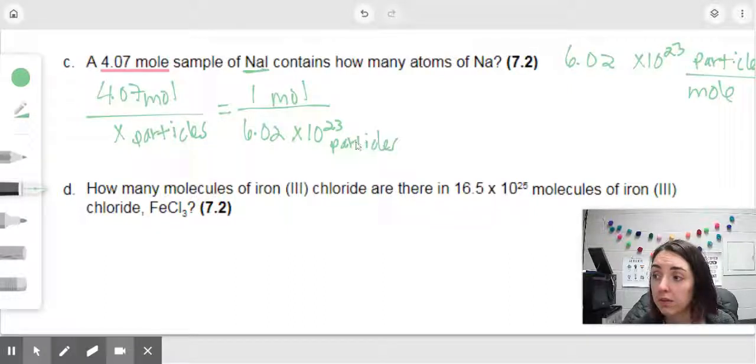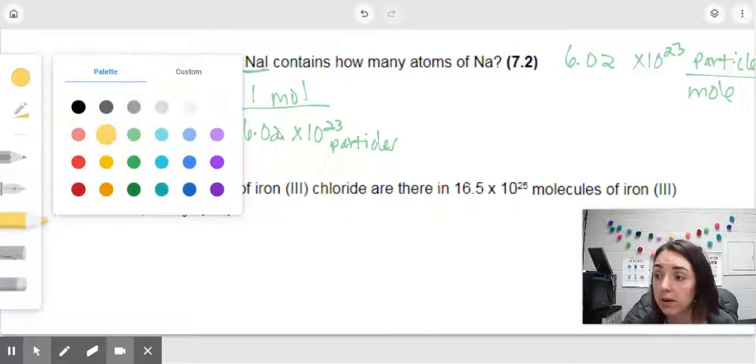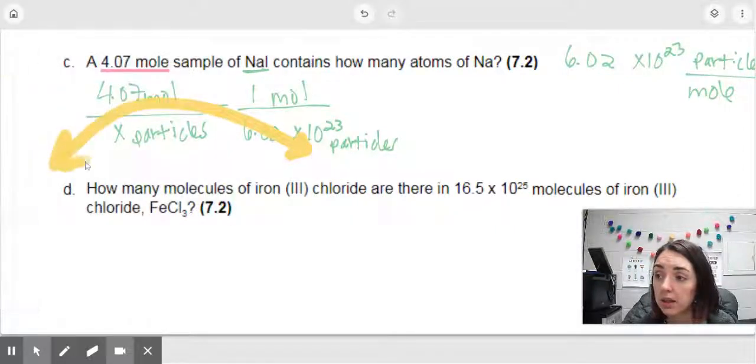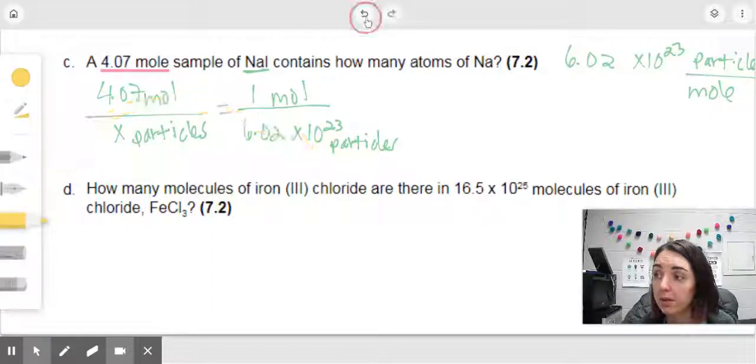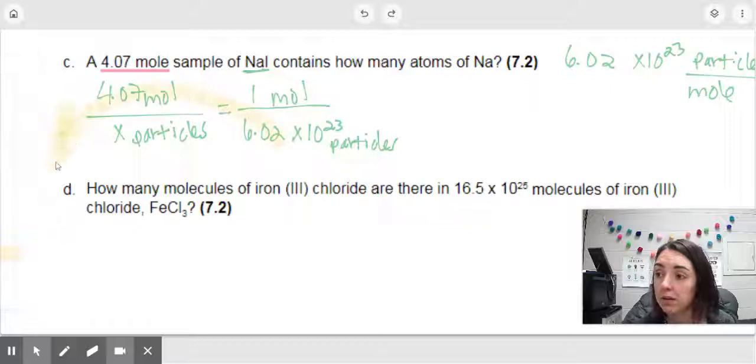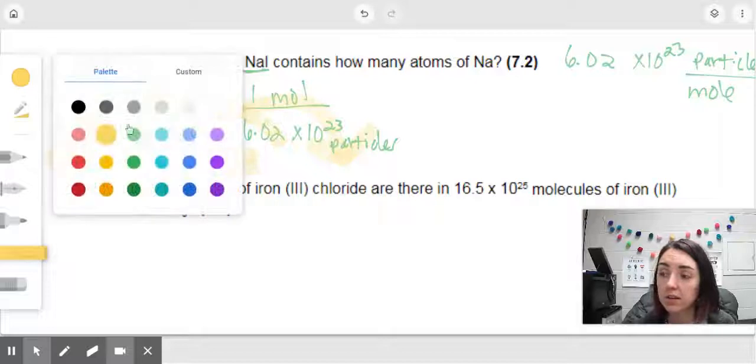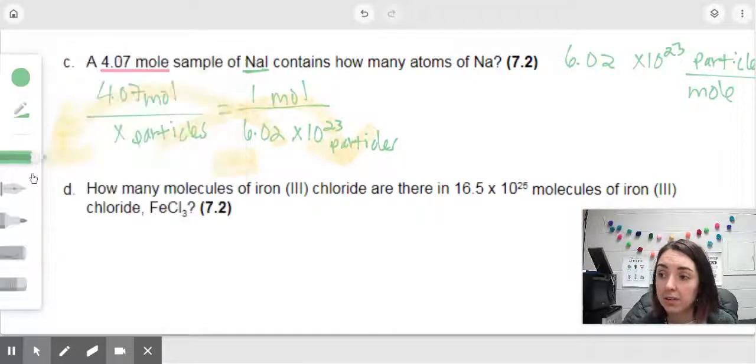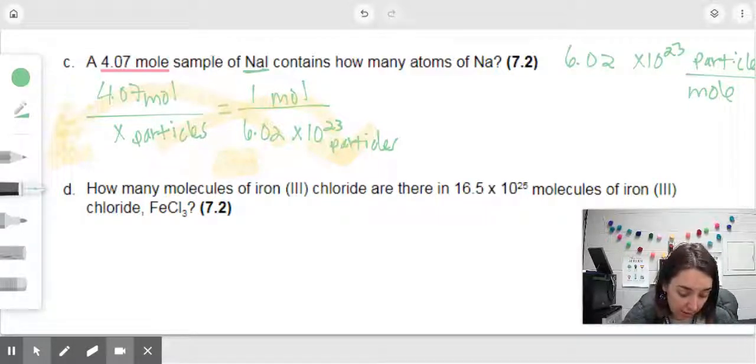And like we've been doing with our algebra, we're just going to cross multiply. So bottom times top equals bottom times top. Remember that, your equal sign. And if we do that math, you do need to pay attention to scientific notation here. I do 4.07 times 6.02 times 10 to the 23rd.